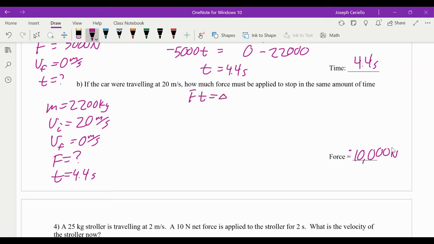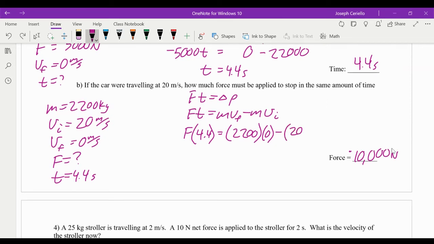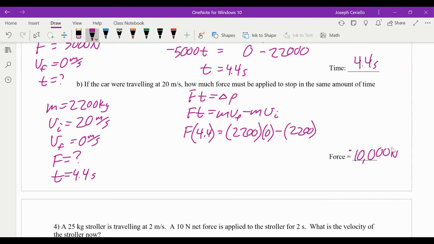Ft equals delta P. Ft equals m V final minus m V initial. All right, I'm not going to substitute with units because I already have the units over here on the left. So we have F times 4.4 equals 2,200 times 0 minus 2,200 times 20.